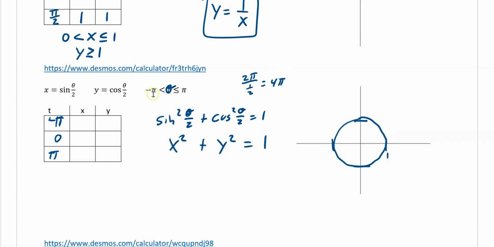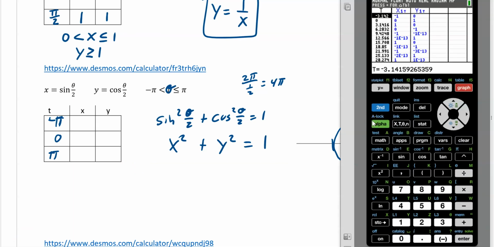Do we have that? No, we don't. We have from -pi to pi. That's a 2 pi, so we're only going to get half a circle. But which half is it? Is it from here to here, or from here to here? We don't know. We've got to actually plug them in and see what happens. So let's look at our calculator. You can use a unit circle for this as well, or just straight substitution.